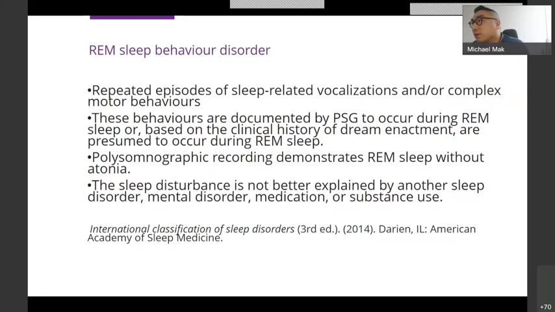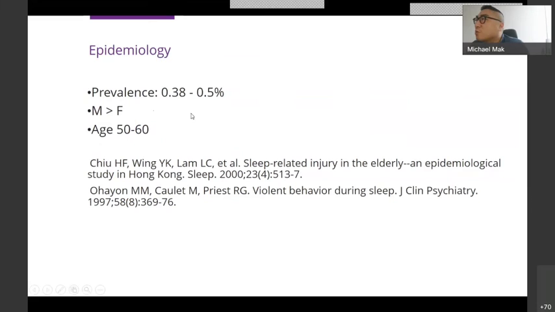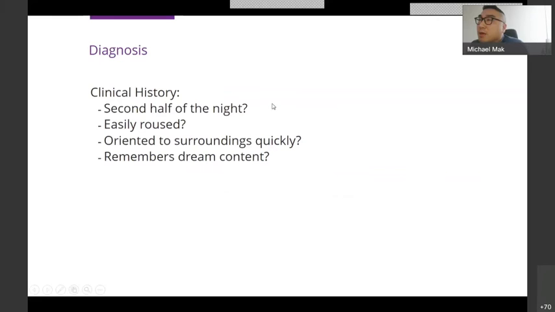Okay, so it affects 1 in 2,000 people. It affects more males than females, and it seems to affect folks who tend to be older. So I mentioned that there are different nighttime complex sleep behaviors. We have sleepwalking and sleep talking that tends to affect younger folks, which is largely benign. And we have this acting out of dreams. How do we differentiate the two?